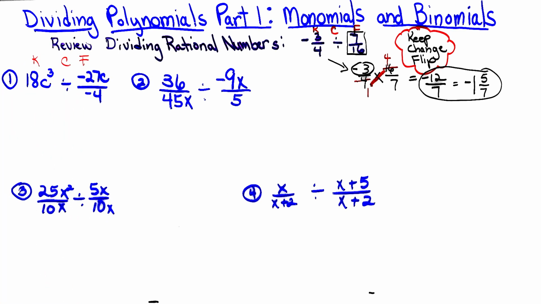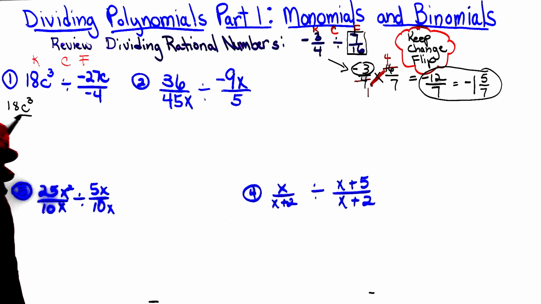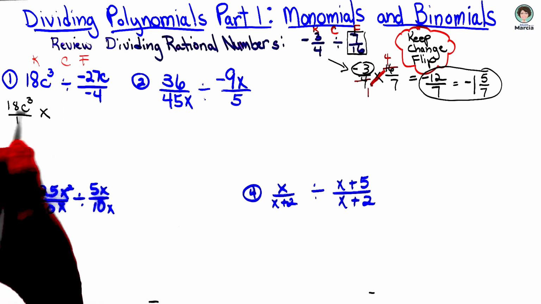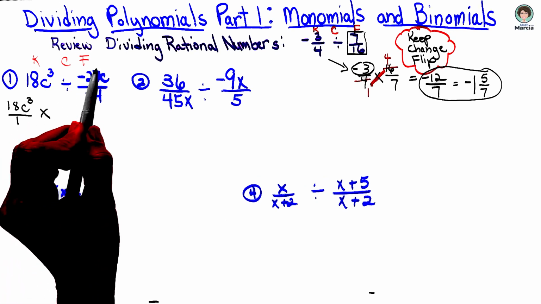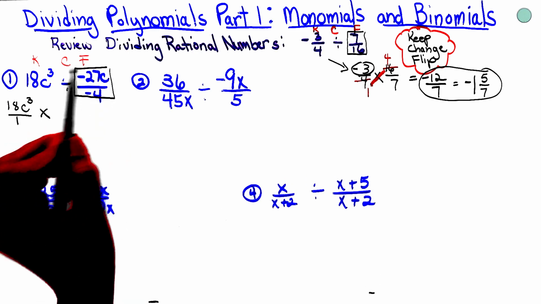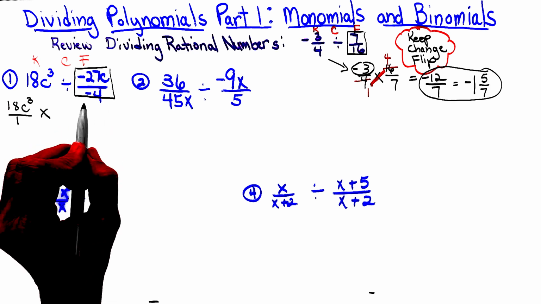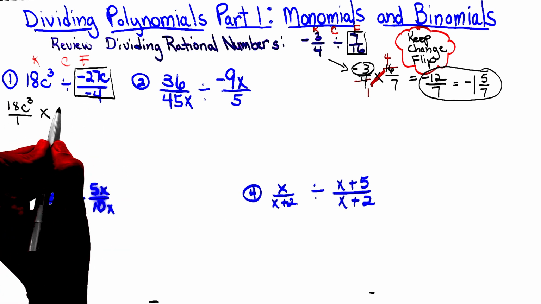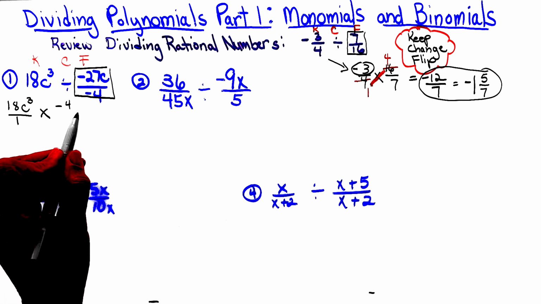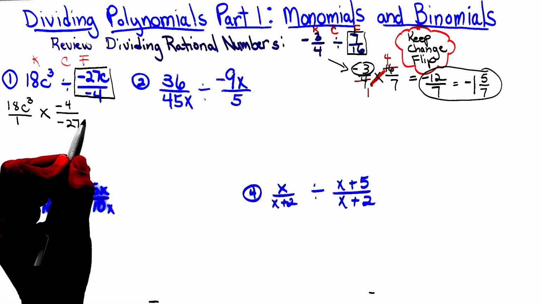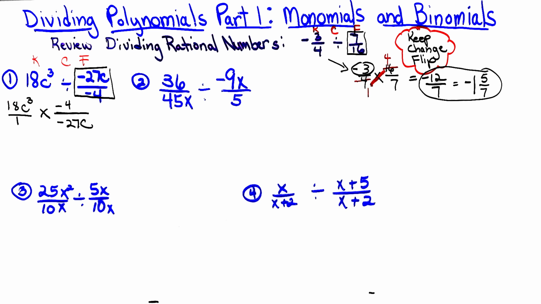There it is. And now I am going to recopy this 18c cubed, and I'm going to put it over 1 because it's like a whole number. I'm changing my sign to multiplication, and now I am going to flip, or write the reciprocal of, negative 27c over a negative 4. So my negative 4 is now my numerator. My negative 27c is my denominator.